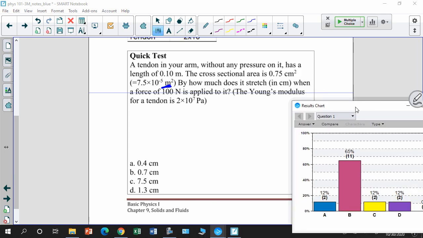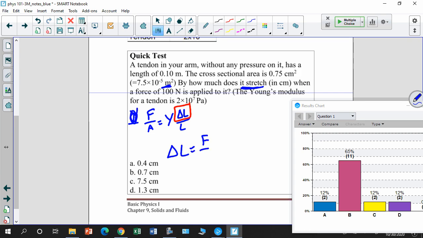Let's take a look. So these are mostly just plugging into the equation correctly. So I have my stress, which is a force per unit area. That's going to be equal to Y times delta L over L. And I'm looking for how much does this thing stretch. That's going to be looking for delta L. So I solve this for delta L, multiplying both sides by L over Y. So I get F over A, L over Y.